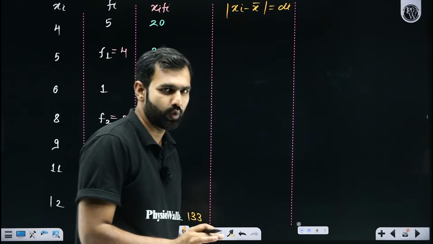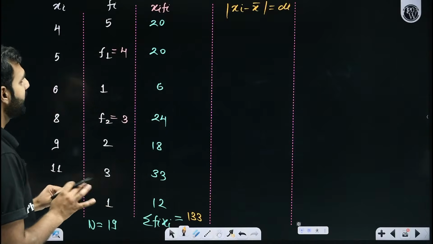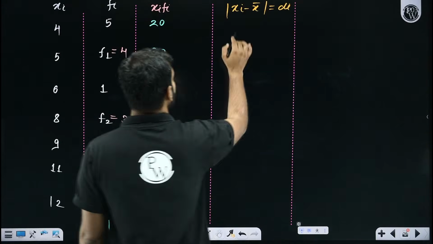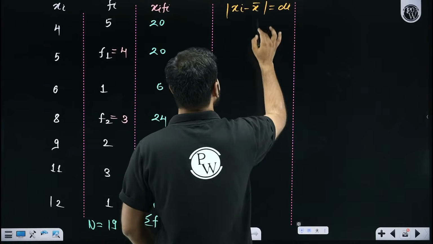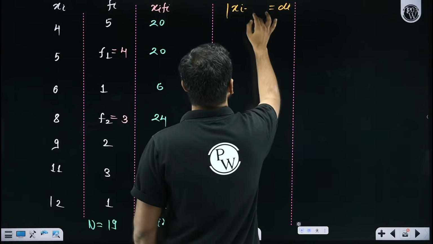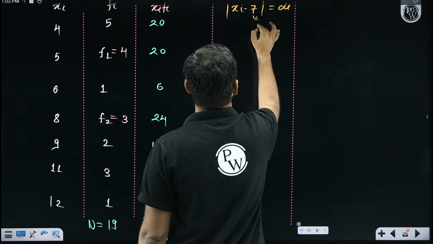So keep solving it along with me. Let's quickly find di. Di is what? X bar is 7, so it will be xi minus 7. So shall I directly write a 7 here? I'm writing a 7 here because this 7 is X bar.